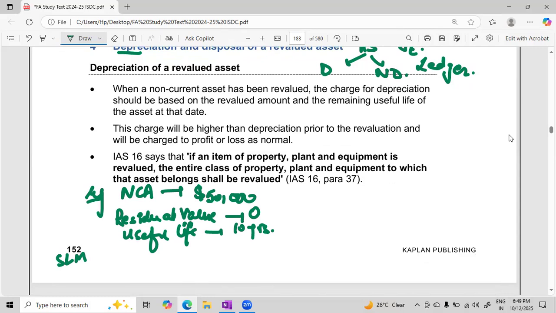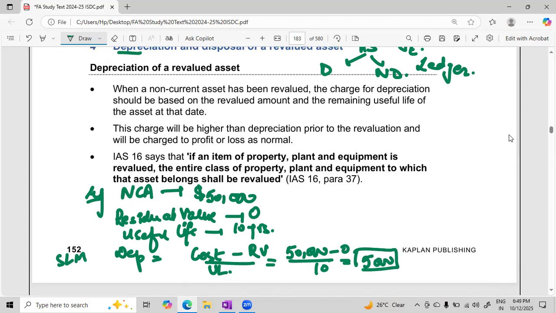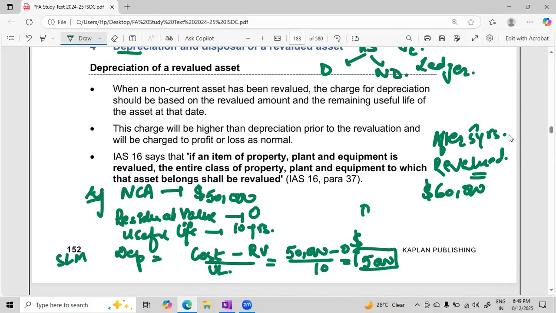So the depreciation would be, put your formula over here, which is cost less residual value upon useful life. So depreciation would be 50,000 less 0 upon 10, which is 5,000. So this is our initial depreciation, right? Now what happens is, after 5 years, we have revalued our asset, and the value of our asset after revaluing is, let's say, $60,000. So what is the remaining useful life? Initially the life of the asset was 10 years and now 5 years have passed, so less 5, the remaining useful life is 5 years.